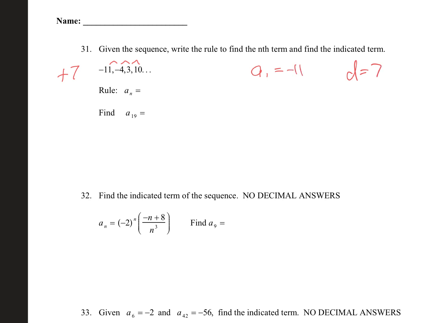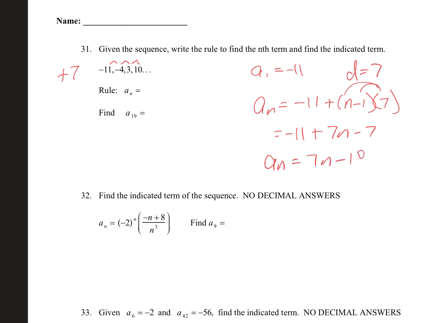You have everything you need to write the rule. A sub n equals the first term, which is negative 11, plus n minus 1 times your common difference. So we distribute. You have negative 11 plus 7n minus 7. So your rule is 7n minus 18.